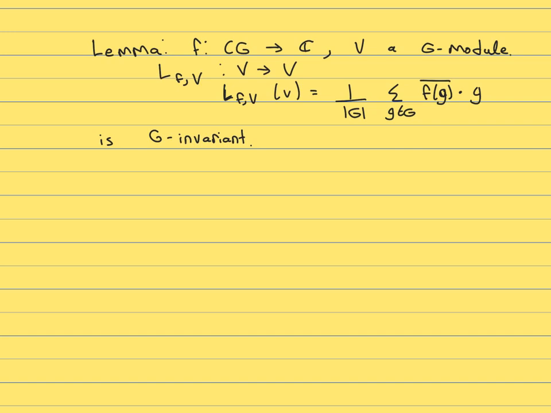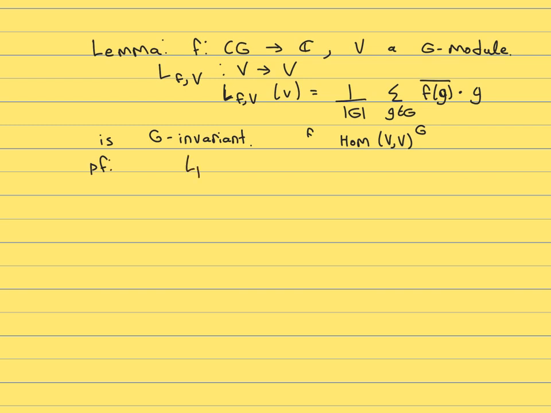Which would mean, of course, that it actually is an element in Hom_G(V, V). But let's look at this claim real quick. So why should it be true?